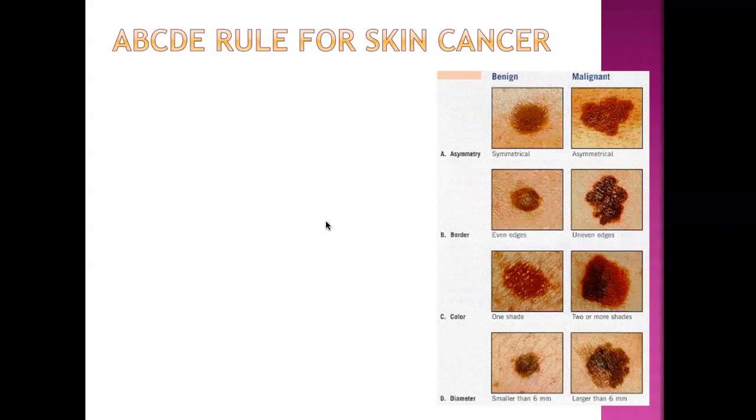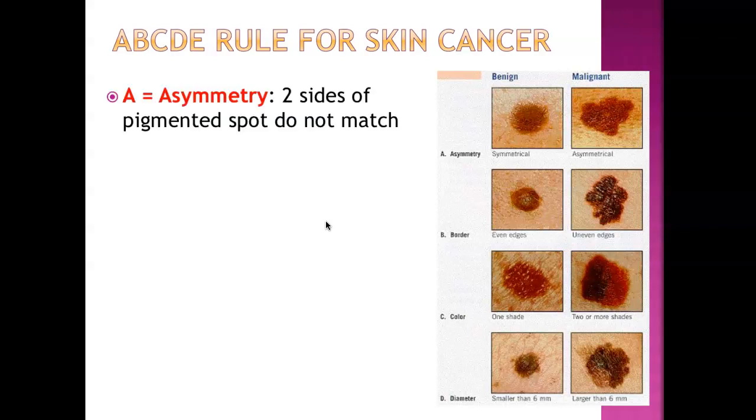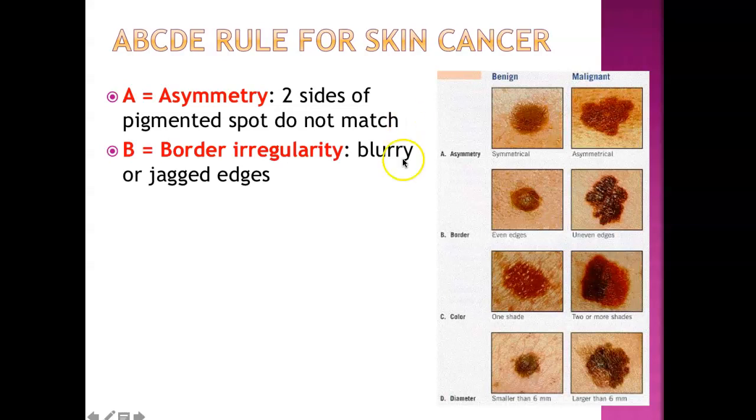I want to go over real quick what this means. Right here you have benign, which means not serious, and on the right you have malignant, which means serious. Got to get this removed. If you're looking at a mole and it has asymmetry, meaning it's not like a perfect circle, then you need to be concerned. If there's border irregularity, so the second one shows you the border, if there are blurry or jagged edges, then you need to be worried.